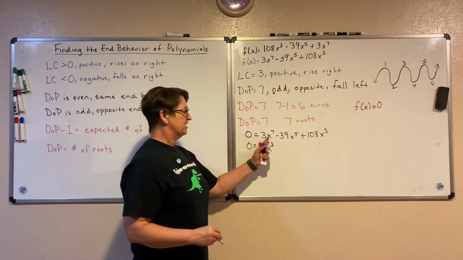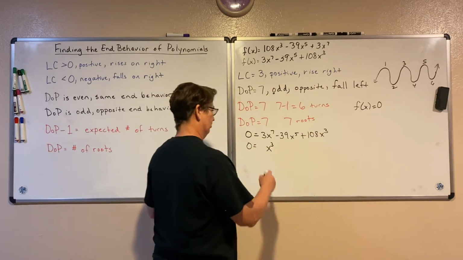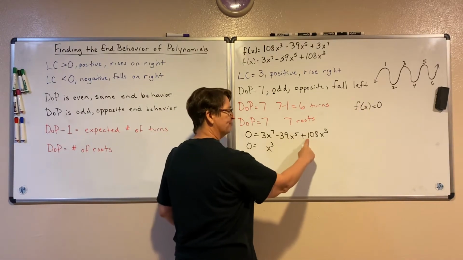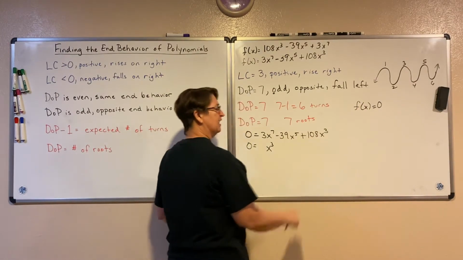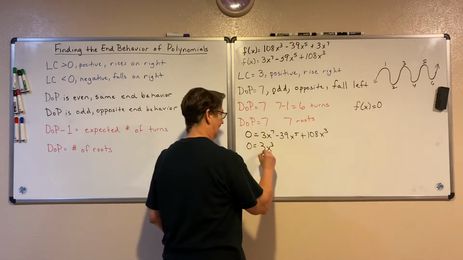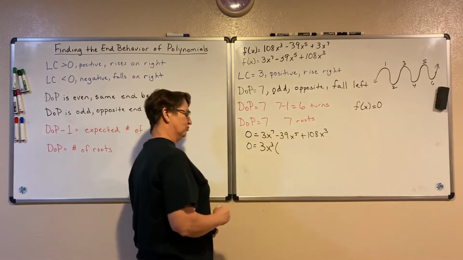Then I'm going to look to see if a 3 is in each one of them. Well, I know 3 goes in there. 3 goes into 39. 1 plus 8 is 9, so yes, 3 goes into 108 too. So I'm going to factor out a 3x cubed.